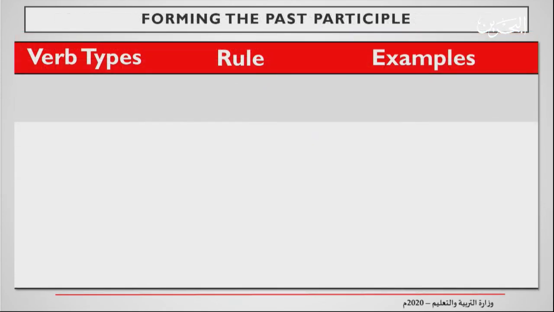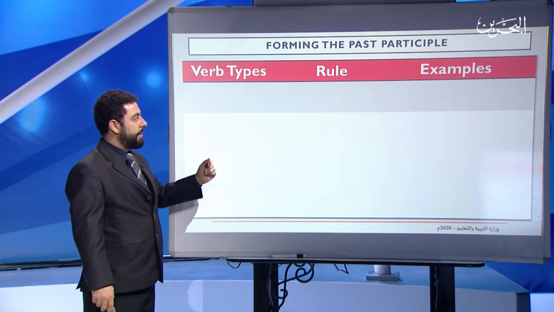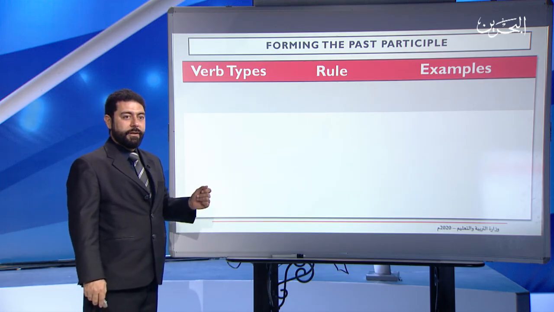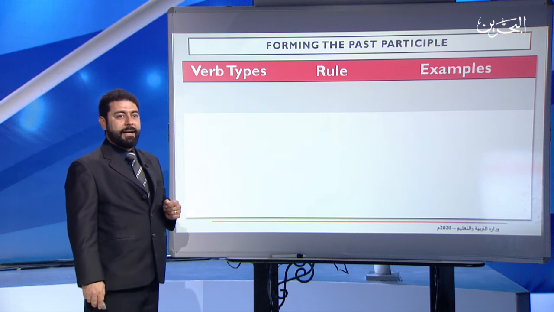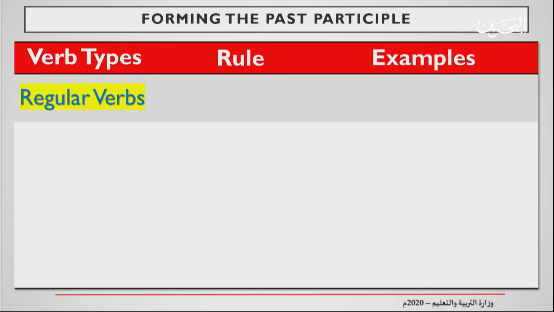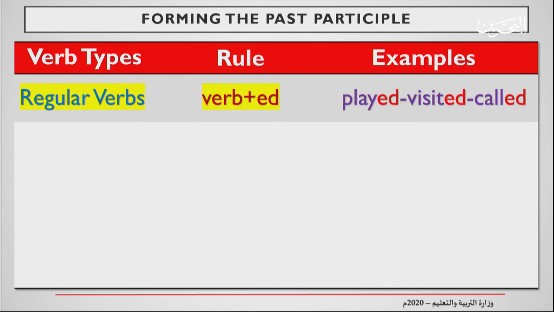All right, forming the past participle. I believe it is very important for you to understand that forming the past participle is essential in building the passive voice. So we have two types. The first type is regular verbs. The rule is simple. You add ed to the verb, like the examples. You say play, you add ed. Becomes in the past participle, played, visit, visited, call, called.